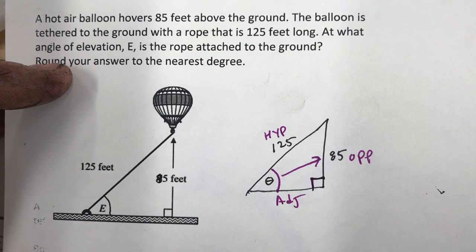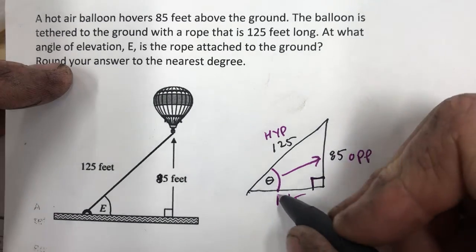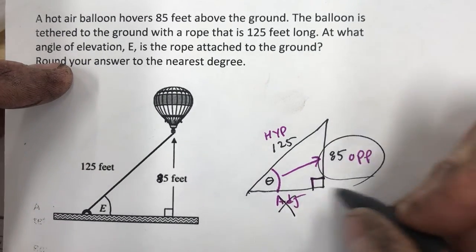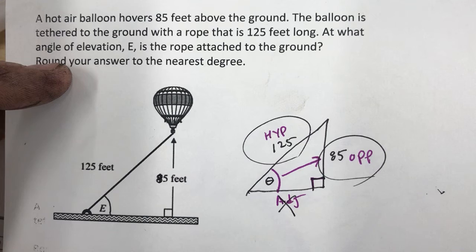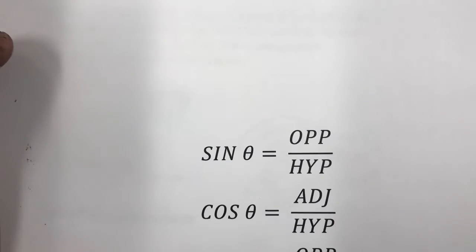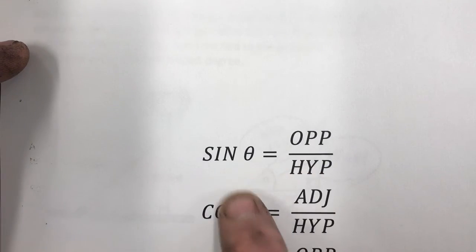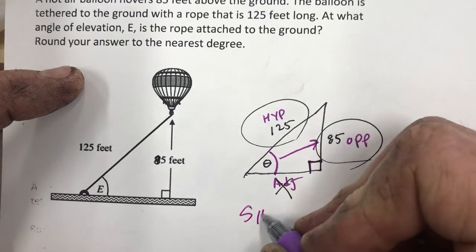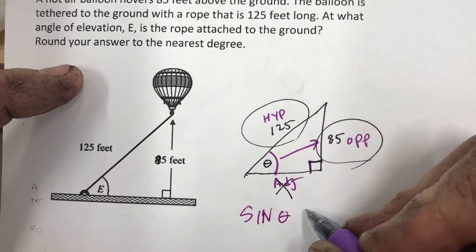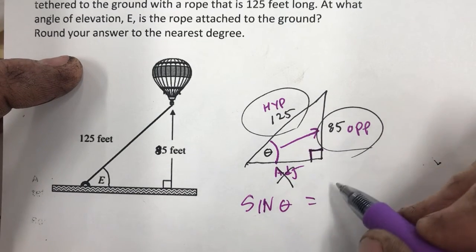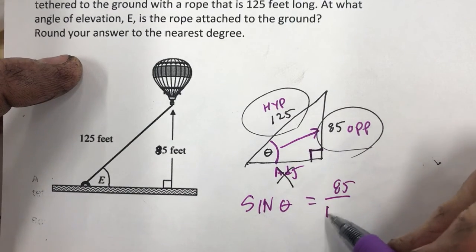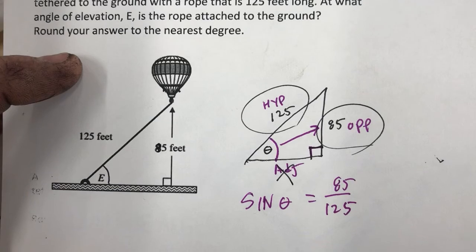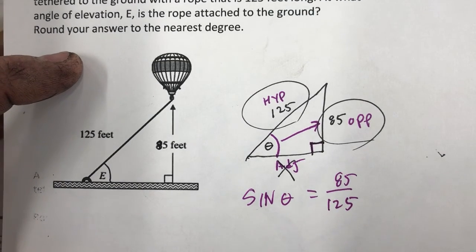Now, which of these three sides do we not care about? Right there, adjacent. There's nothing here. I got the opposite and the hypotenuse. And if you look at this, that's sine, opposite over hypotenuse. That's sine. So this is sine theta equals the opposite 85 over the hypotenuse, which is 125. So there's how it sets up.